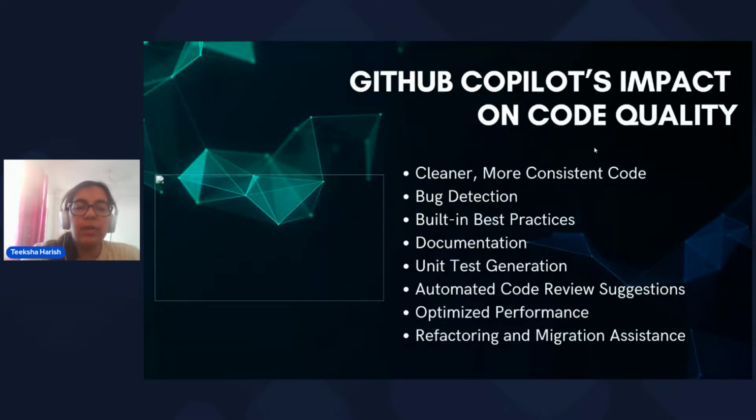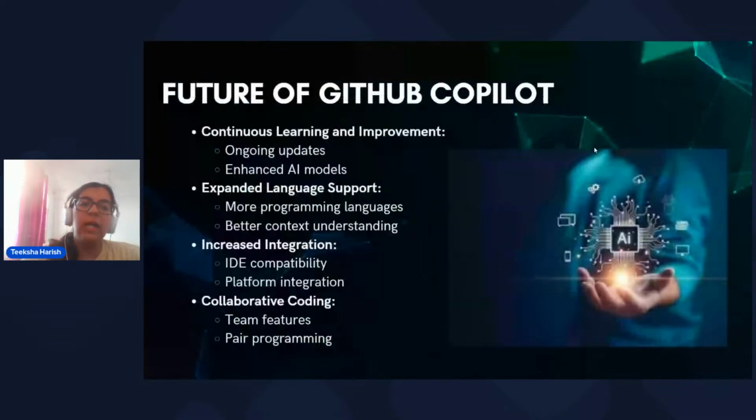Now, coming on to what is the future of GitHub Copilot? First of all, it is continuously learning and improving by developers using it regularly in their day-to-day lives, and it has ongoing updates. So a better and newer version comes regularly, with enhanced AI models used in it, and more data to train on, and that's why it is improving continuously.